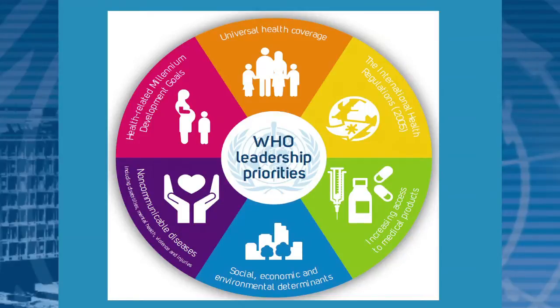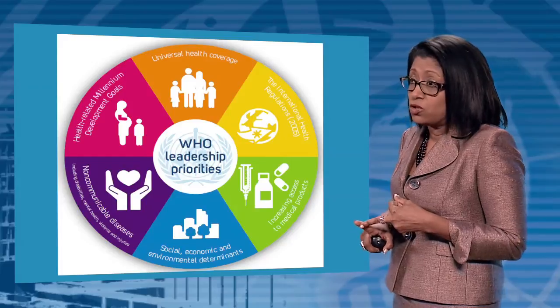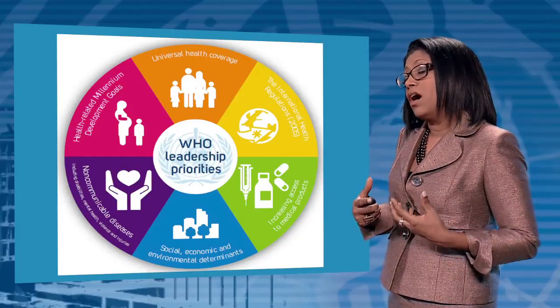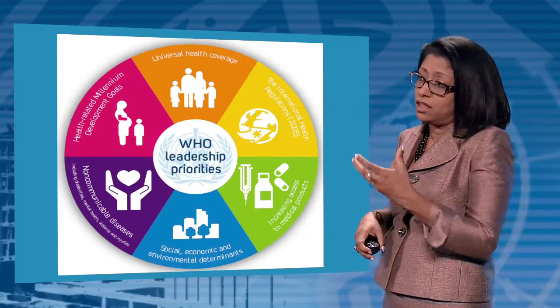Last but not least, there were many priorities defined by world leaders in 2000, and these were called the Millennium Development Goals. Several of the Millennium Development Goals are directly related to health, and WHO has named this as its sixth priority for the current period. So Millennium Development Goals on reducing maternal and child deaths, increasing the number of people who have access to HIV, TB, and malaria medication, improve access to water and sanitation. So all of these are existing priorities of the global community that WHO continues to prioritize in the current period.